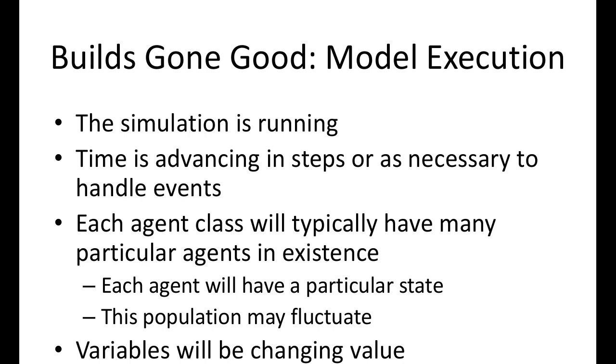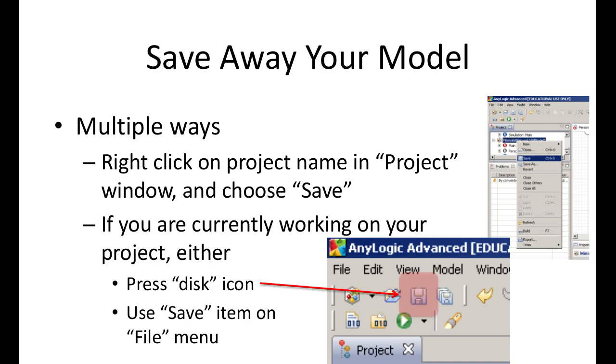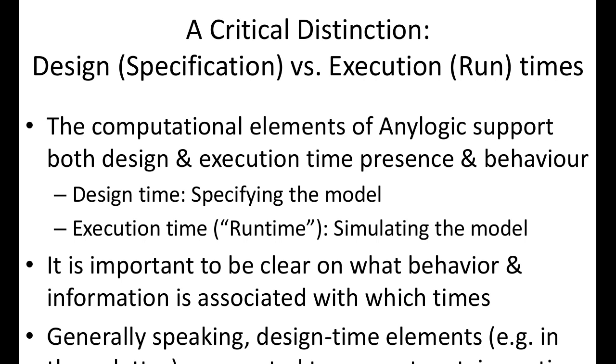If you have a build that goes well, then you get this bytecode and it can then run. And here it's running on an ongoing basis. And here, we have an agent class like person, but there'll be many particular examples of people. We say instances of that class which are now in existence. And each of these persons will have an individual state, and the populations will be changing, and those individuals will be evolving. Okay. Talked about saving.